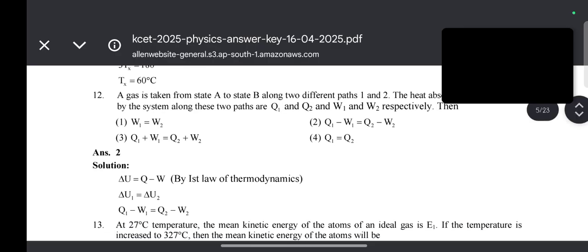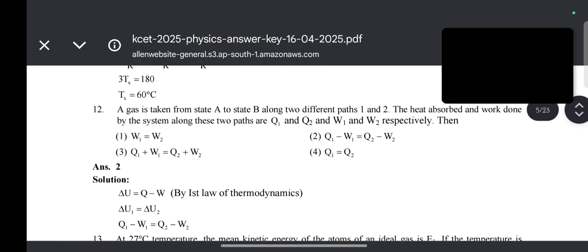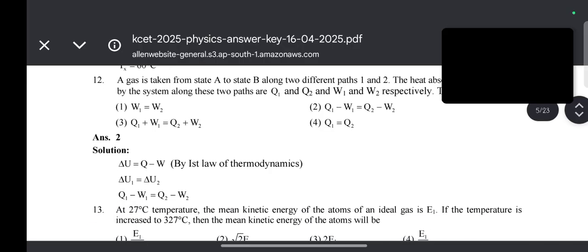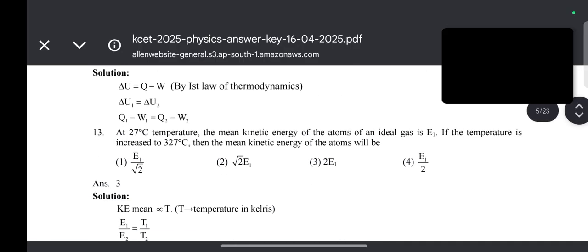So, change in internal energy U is equal to Q minus W. So U1 is equal to U2. Therefore Q1 minus W1 is equal to Q2 minus W2. So the correct option is option 2. Option B is the correct answer.